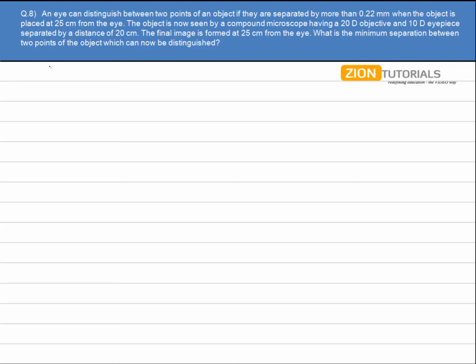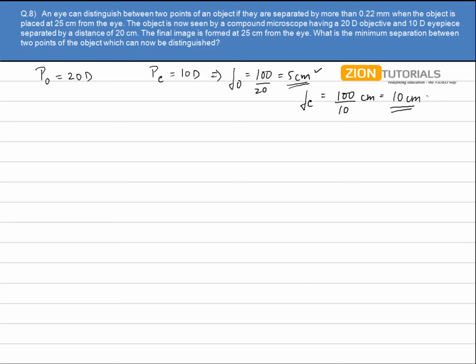So basically we are given that PO is equal to 20 diopter, the power of the objective, and the power of the eyepiece is 10 diopter. So this will give you that FO will be equal to 1 upon PO, which will be equal to 100 upon 20, which is 5 centimeter. And FE would be equal to 100 upon 10 centimeter, which would be equal to 10 centimeters. So we know the focal length of the eyepiece and the focal length of the objective.